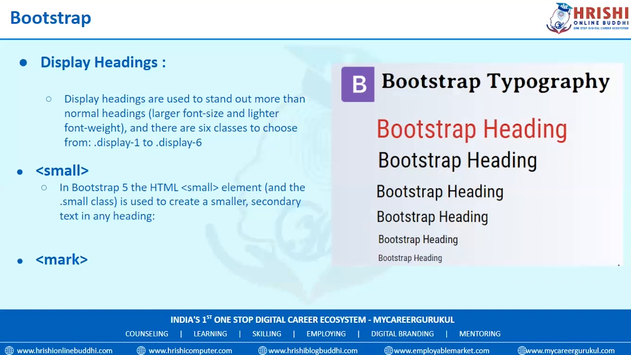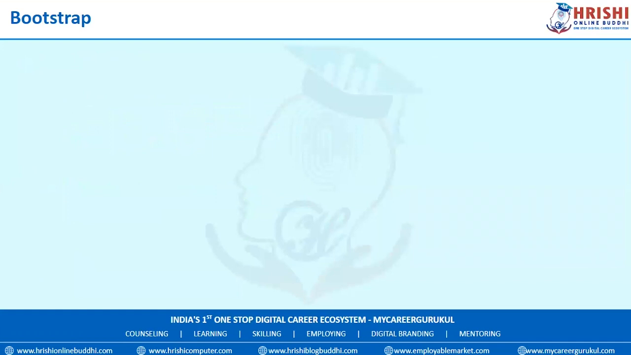Next we talk about mark. Bootstrap 5 will style mark and .mark with a yellow background. We have studied all these tags inside HTML typography, in which we saw how we can format text with the small tag, mark tag and others. In Bootstrap 5 we will study all this once again, just taking an overview of it.